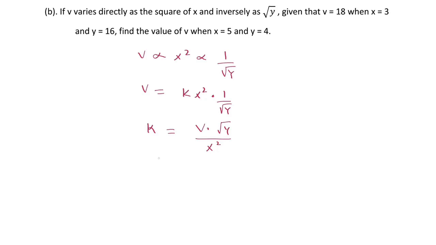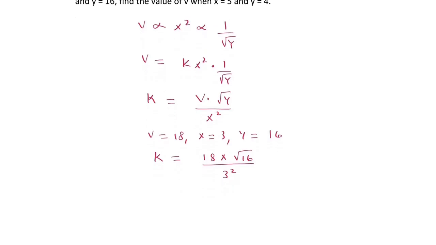Okay, so now to find the value of k, we are going to substitute the value of v, which equals 18, x, which equals 3, and y equals 16. Then our expression is going to be k equals 18 times the square root of 16 over 3 squared, which on solving, we are going to get k equals 8.